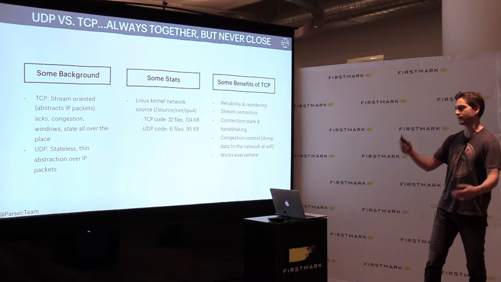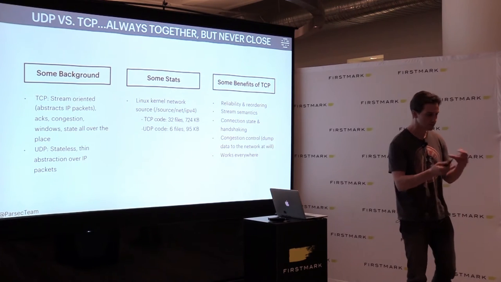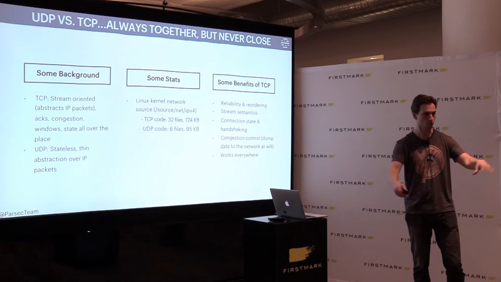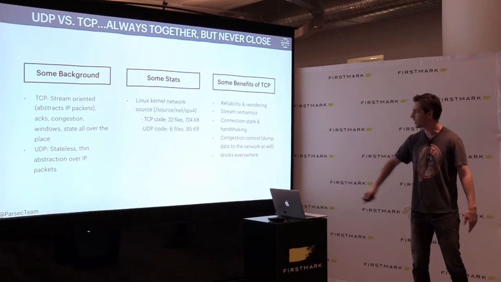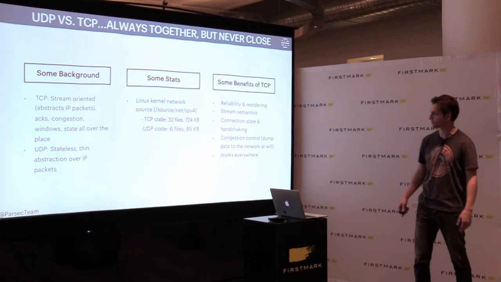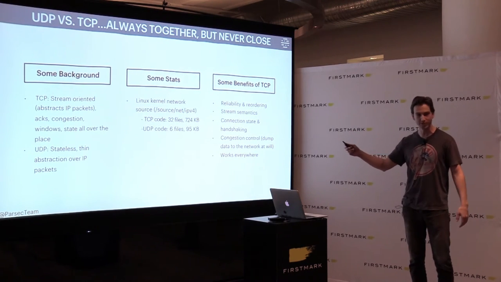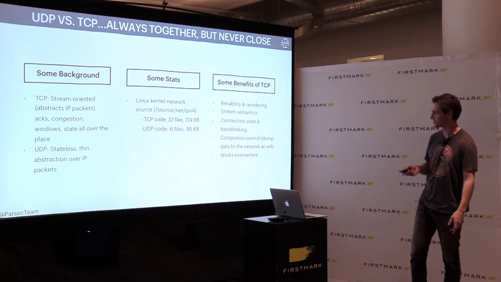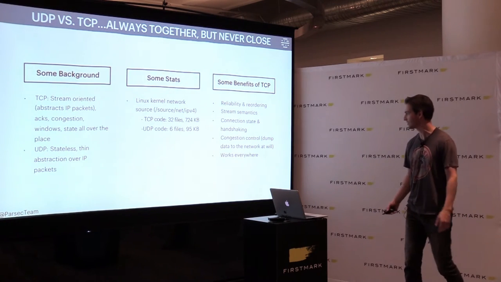UDP does none of that. It's essentially a really thin abstraction over an IP packet. It adds a little bit of a header, and that's it. You send packets out, almost like raw packets over the network. Sometimes they get there, sometimes they don't. And I added this little stat from the Linux kernel just to show you how complex TCP is versus UDP. TCP is 32 files in the repo, 724 kilobytes of code, UDP 6 files, 95 kilobytes. So it's like 7 times the code for the TCP stack.